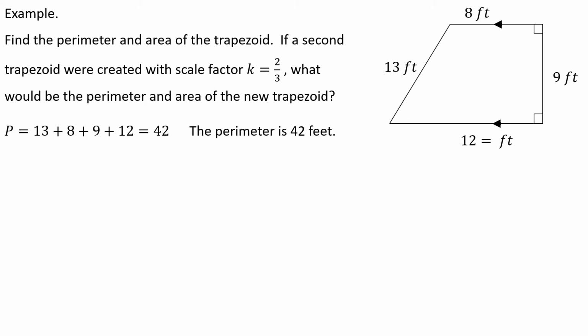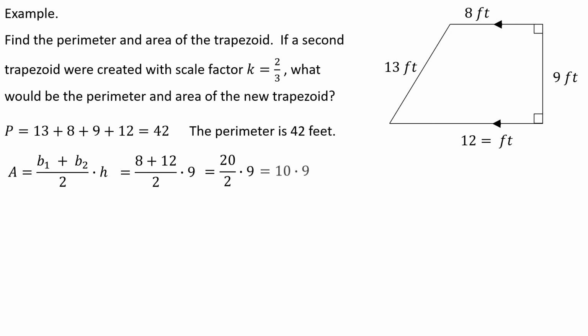What's the area? It's a trapezoid. I have to average the bases and then multiply by the height. So how do I average the bases? Well, I add them up, divide by 2. So the bases are 8 and 12. 8 plus 12, of course, adds up to 20. 20 divided by 2 is 10. Finally, 10 times 9 is 90. So the area is going to be 90 square feet.